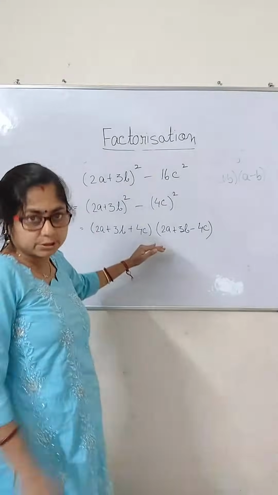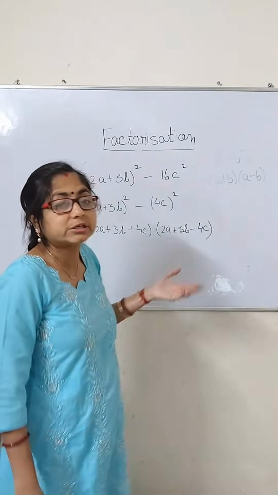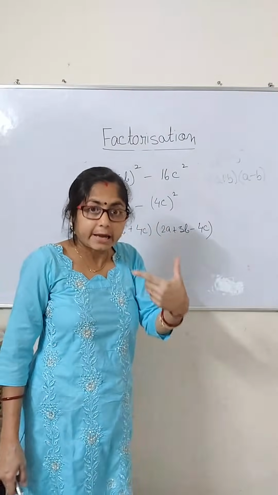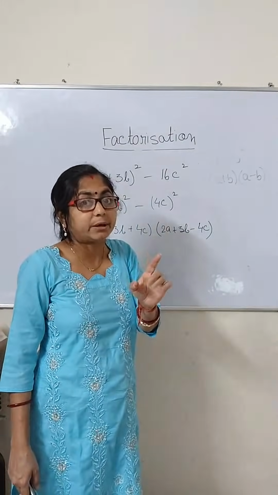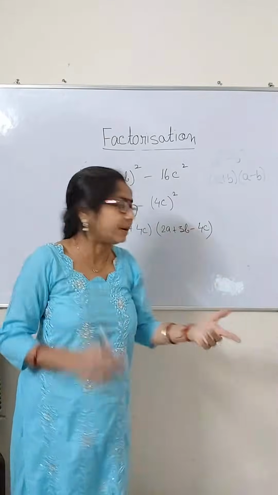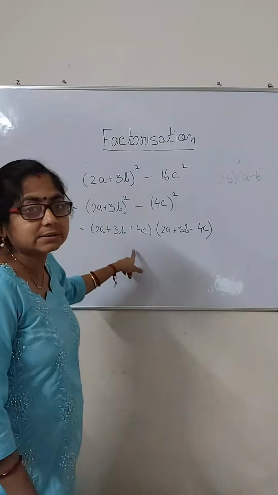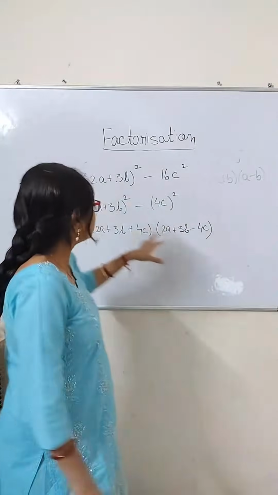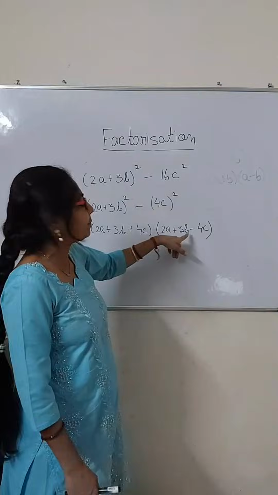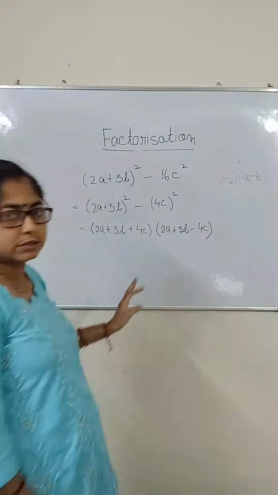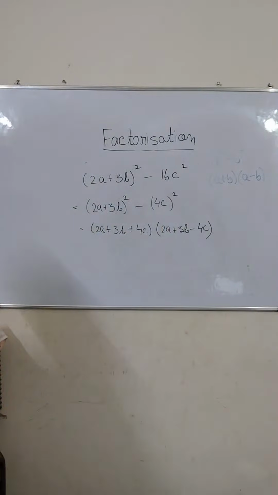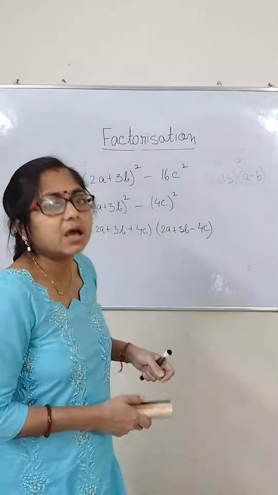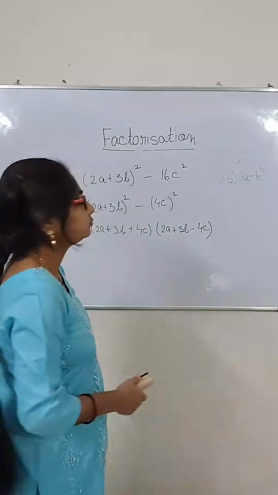Plus 3b plus 4c. Why is it plus 4c? a plus b. Here 2a plus 3b, it is the a part, not 2a only. 2a plus 3b in full is the a part. So I write 2a plus 3b, then plus 4c, that is the b part. So plus 4c and then 2a plus 3b minus 4c. Completed? Can I rub it? If yes, please show a thumb.